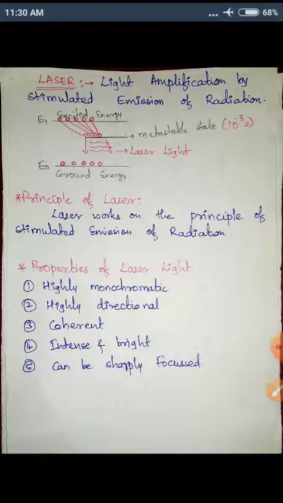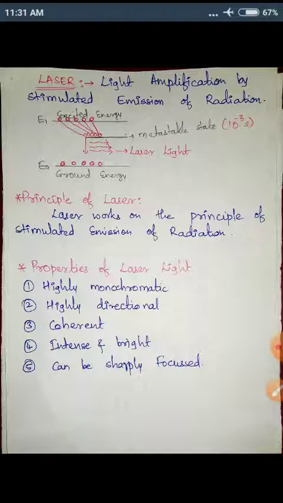Then we'll see what the properties of laser light are. The first property is that it is highly monochromatic. The word mono stands for single and chromatic is related to color. So laser light is single colored. Any laser you take is of a single color. Mostly we have seen lasers of green color and red color. Is there any combination of the two? No. So laser light is highly monochromatic, a single color.